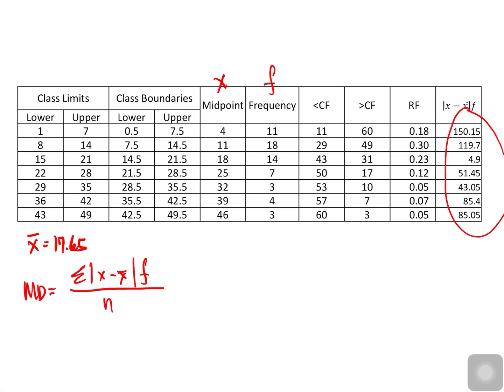So we have it here, this is our midpoint x minus the x bar of 17.65, absolute value of that multiplied by the frequency. Okay, you get the sum and then divided by n. It gives us 8.995.